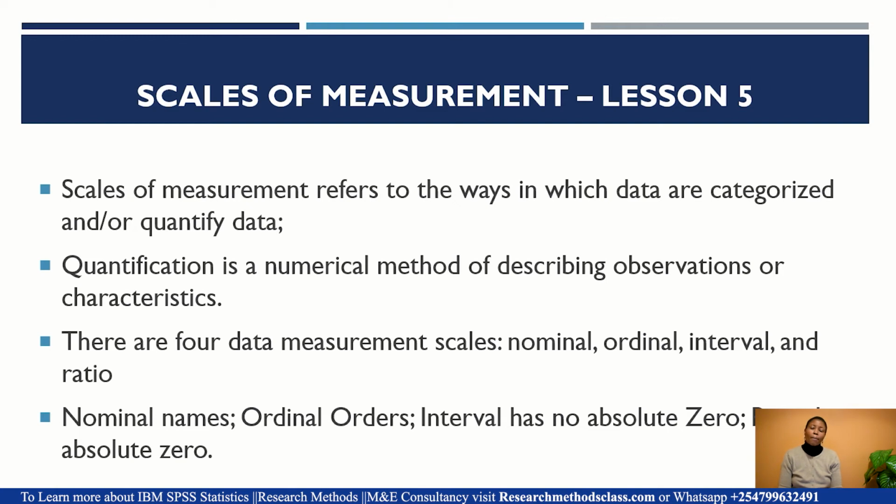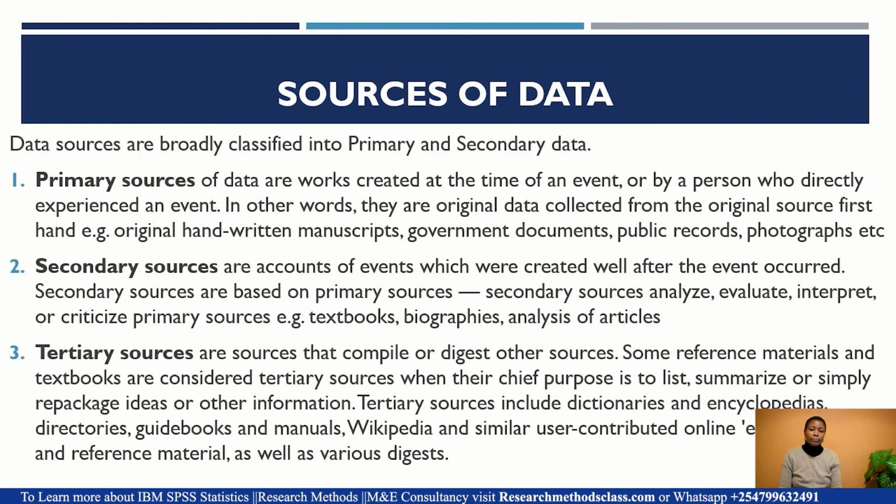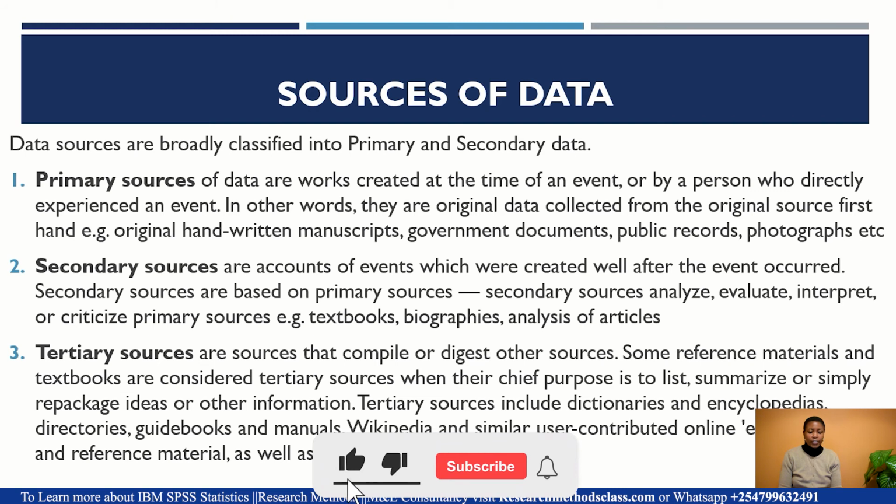We have 4 measurement scales, which is nominal for naming, ordinal for ordering, interval that has no absolute 0, and ratio which has an absolute 0. I would encourage you to go back to lesson 5 and remind yourself on the scales of measurement. Our next outcome is to discuss the sources of data.